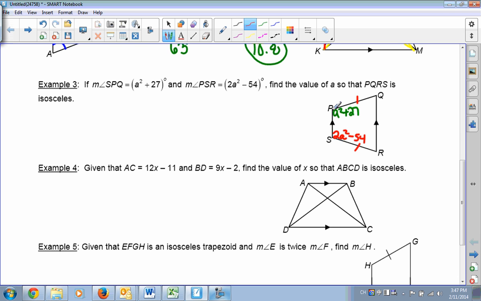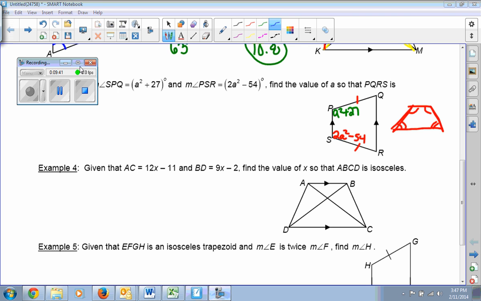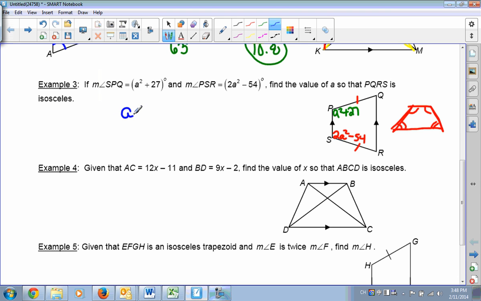So really, if I turned it right side up, to make it look like this, which would look a lot better, then remember these two are the ones we've marked. Those are the base angles of the top, and these would be the base angles of the bottom. So the top angles would be equal to each other. So what equation would you set up? Okay, so we're going to set these equal to each other. a squared plus 27 equals 2a squared minus 54.